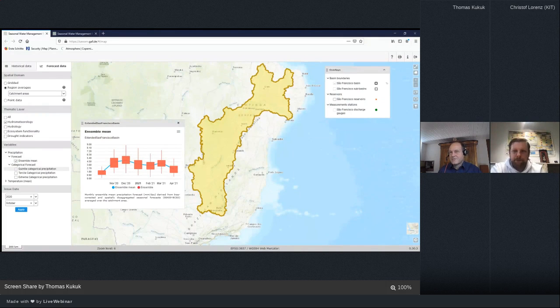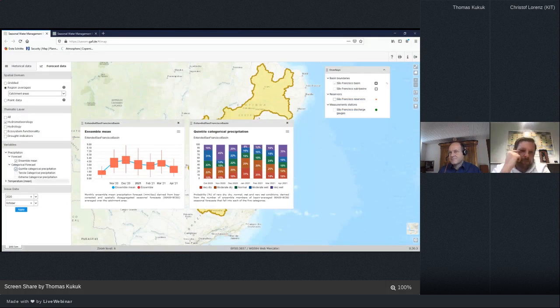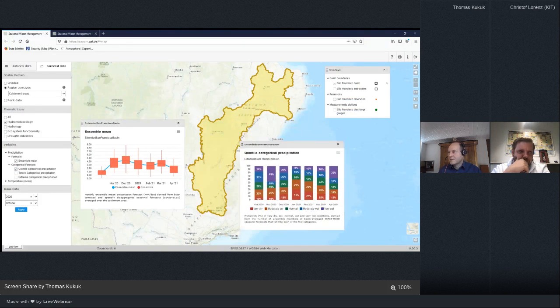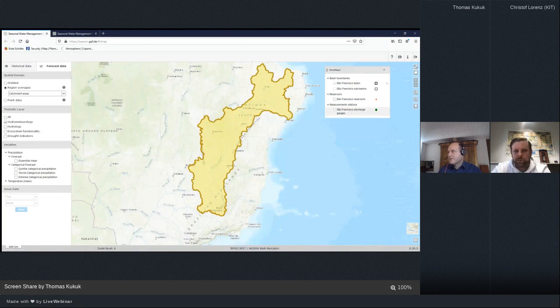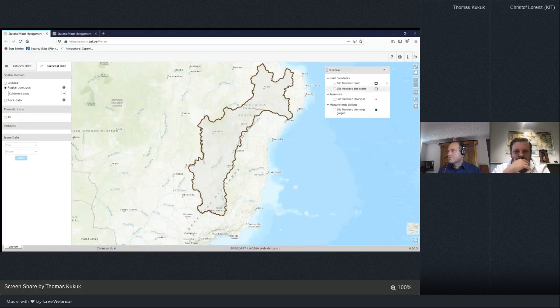Okay, so the same can be done with the categorical forecasts, where you can show two graphs at the same time. Here it is possible for the whole area, and for sub-catchments as well. If I go here, it should work. No, it's not available for the sub-catchments at the moment.